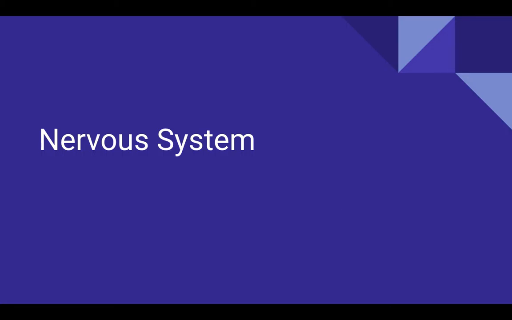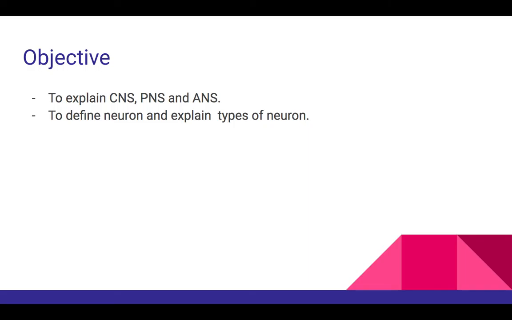Hello everybody, welcome to a new chapter, nervous system. Objective of today's class is to explain central nervous system, peripheral nervous system and autonomic nervous system. In the same way, another objective is to define neuron, it is also called nerve cell, and explain its type.